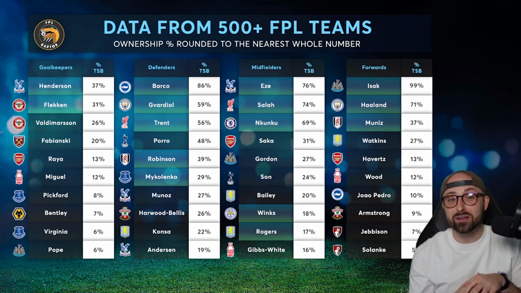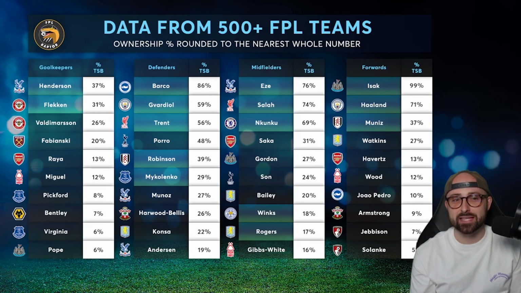Haaland at 71%. That scares me so much considering he's not in my latest draft. But yeah, he's creeping up there now. He's only 3% less than Salah. But as you can see, if 74% of managers have Salah and 71% have Haaland, Salah and Haaland drafts are comfortably the most popular at the moment. And this is what we expected the closer we get towards the Game Week 1 deadline.